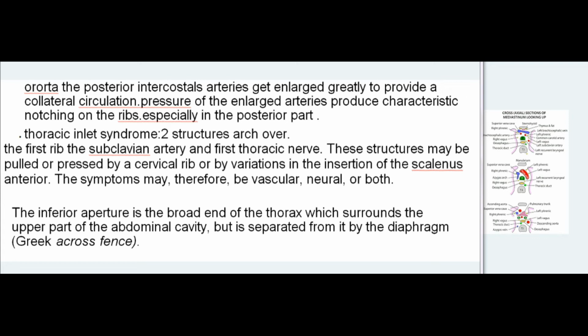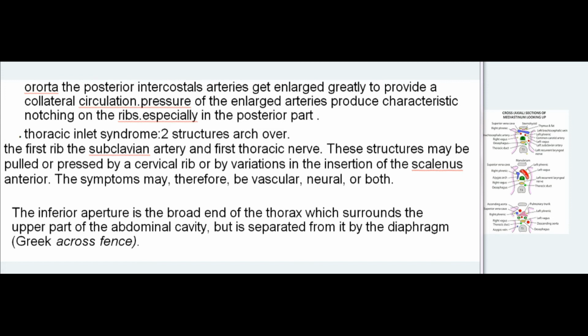Thoracic inlet syndrome. Two structures arch over the first rib, the subclavian artery and first thoracic nerve. These structures may be pulled or pressed by a cervical rib or by variations in the insertion of the scalenus anterior. The symptoms may, therefore, be vascular, neural, or both.